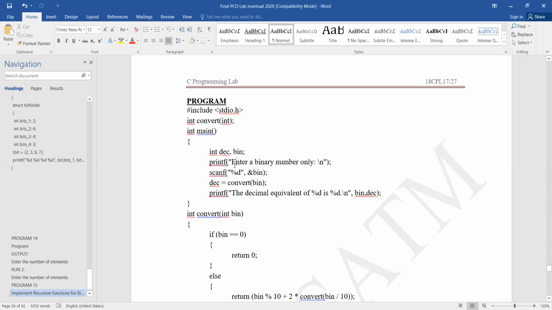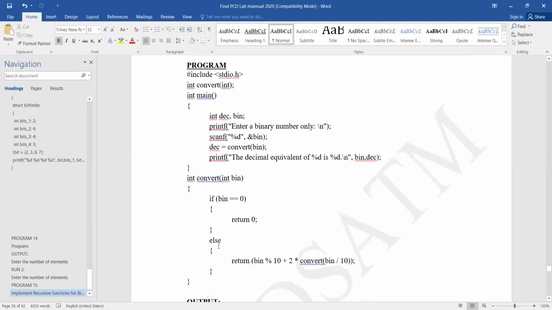After that we are entering the binary number. It prints the statement, enter a binary number only. We are not supposed to enter any other number, we have to enter the binary number. Whatever number is entered by the user is stored in the bin variable, so we consider the ampersand bin. Next we are calling the convert function and passing the value bin. That bin value is copied to the bin here, and in this convert function we consider the parameter bin only, but in my logic I considered it as n. So instead of n we consider bin here.